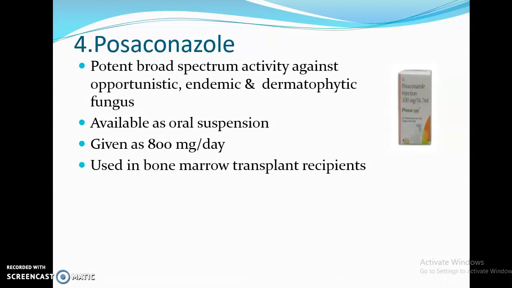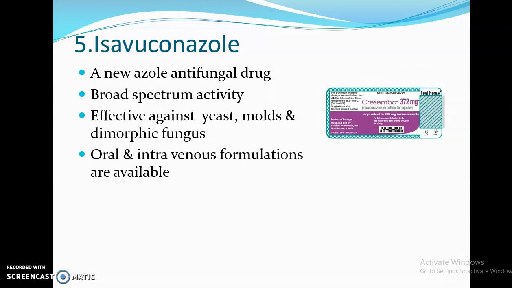Posaconazole is having a broad spectrum activity and is a potent antifungal agent. It is active against opportunistic, endemic and dermatophytic infections, available as oral suspension, given as 800 mg per day. Used in bone marrow transplant recipients also. Fifth one is isavuconazole. It's a new azole antifungal drug having a broad spectrum activity, effective against yeast, molds and dimorphic fungus. Oral and intravenous formulations are available.